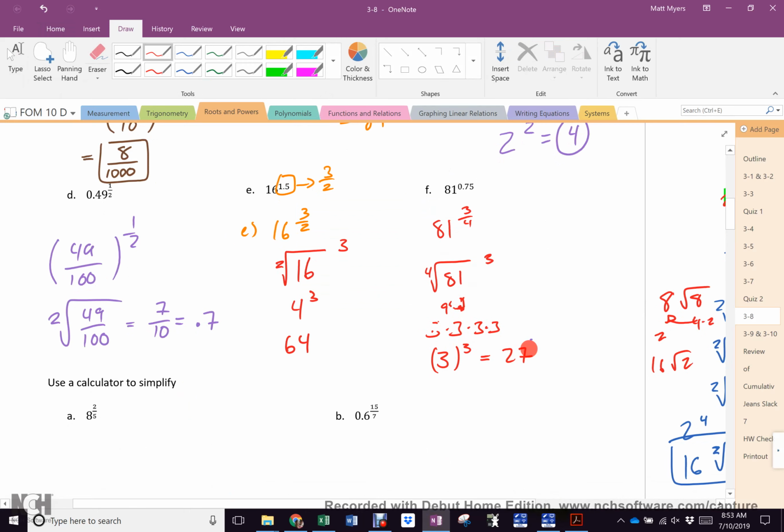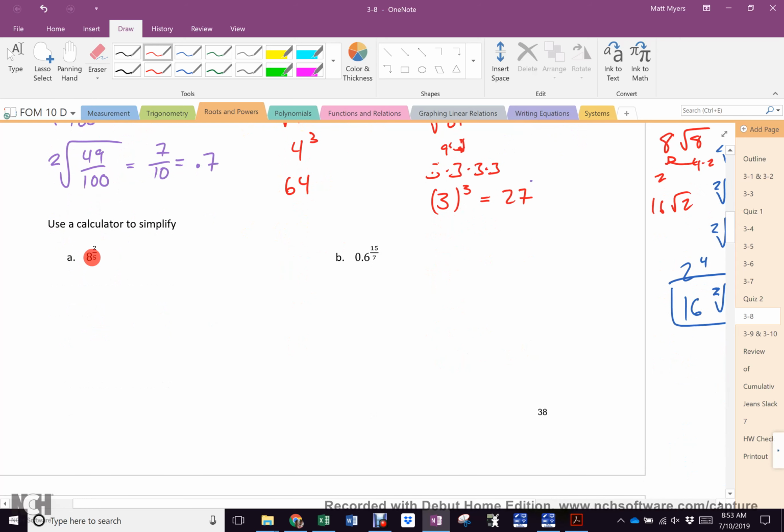Can everybody do this? It's basically the whole unit in one question, right? Because you got to know how the exponents work, and you got to know how radicals work. Everyone is good? All right. Now, sometimes in the real world, it's not going to work out. Because this is really the 5th root of 8 squared, isn't it? Right?